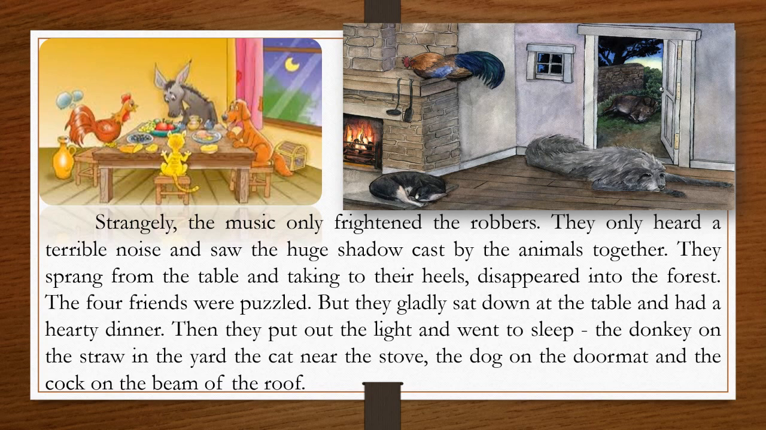So students, now listening to the music, the robbers got frightened. The robbers heard a bad or unpleasant noise and saw a huge shadow. The robbers jumped from the table, began to run and disappeared into the forest. The animals, the four friends, were confused. They were not able to understand what happened. But then they happily sat down at the table and had a large and very satisfying dinner, as you can see in the first picture. Then they put off the light and went to sleep. The donkey slept on the straw in the yard, the cat near the stove, the dog on the doormat and the cock on the beam of the roof, as you can see in the second picture.